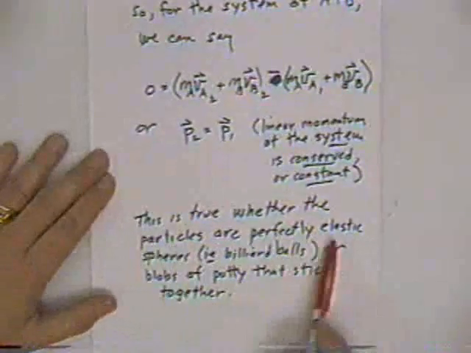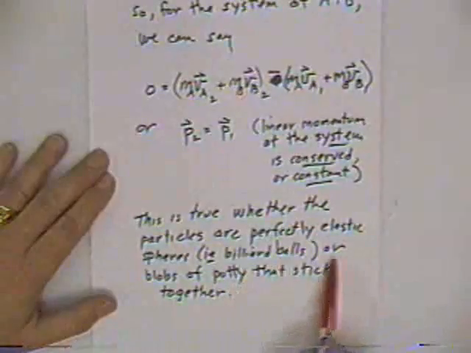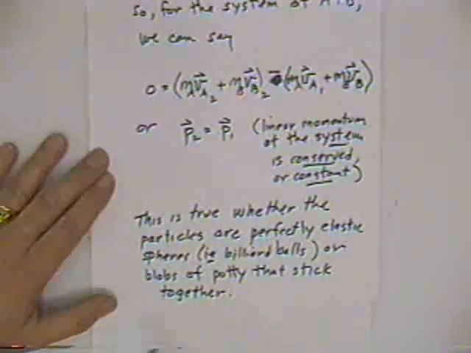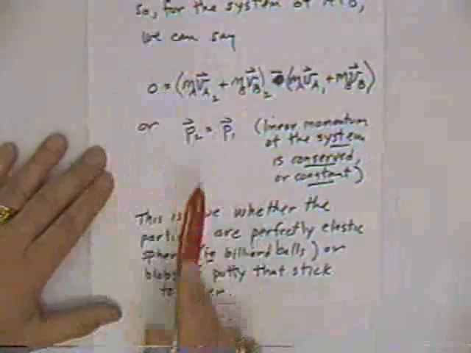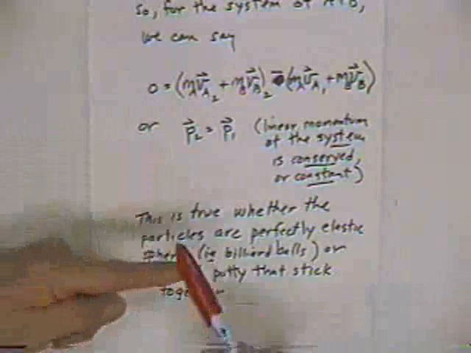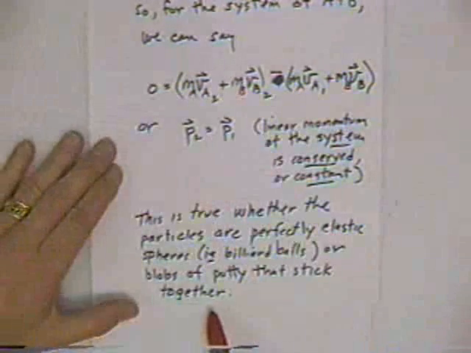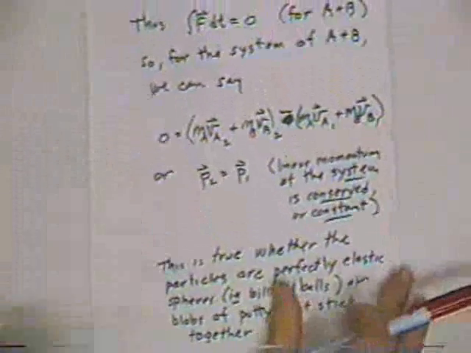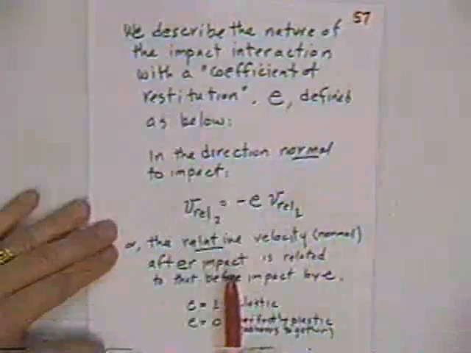This is true whether the particles are perfectly elastic spheres, like billiard balls, which are almost perfectly elastic, or whether there's something like a blob of putty that are going to stick together. Okay, we haven't said anything about what they're made of or how they behave. They may strike and rebound, or they may strike and stick together and move off as one. How do we address that? We describe the nature of an impact between two objects with a coefficient of restitution.